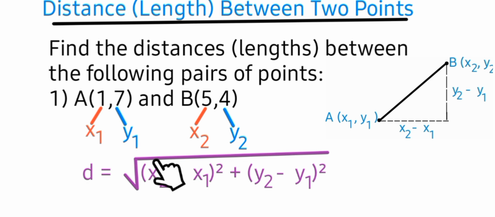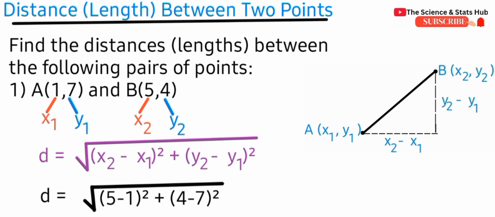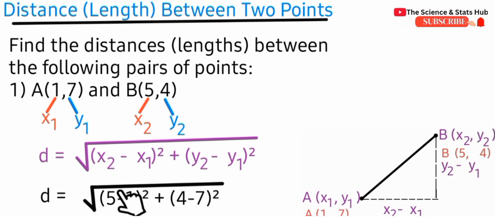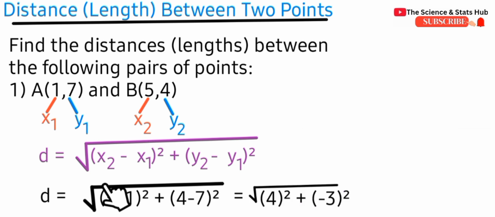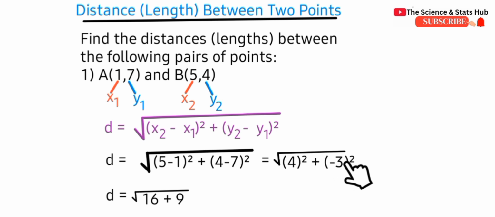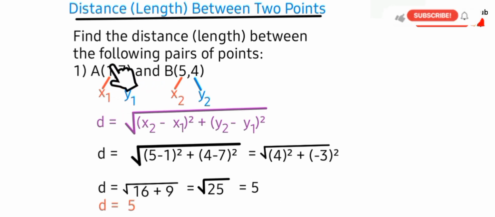Now we'll calculate the distance between these 2 points by substituting each of these values into our formula. Our x2 value is 5 minus x1, 1, squared, plus y2, 4, minus y1, 7, squared. Square root of 5 minus 1 gives 4, squared, plus 4 minus 7 gives minus 3, squared. 4 squared is 16, plus negative 3 squared gives 9. 16 plus 9 is 25. Square root of 25 is 5. Therefore, the distance or length between points A and B is 5.